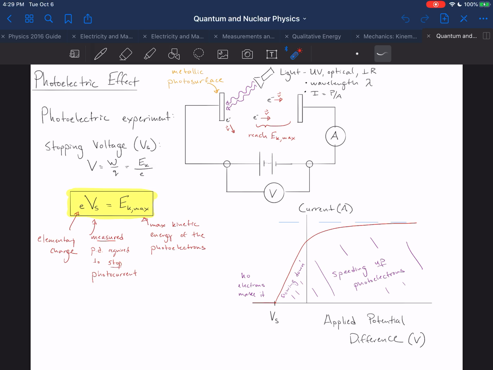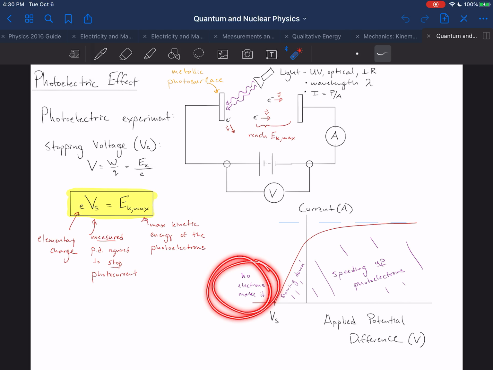Notice, though, that as I slide my applied potential difference from positive to negative, I'm going to begin slowing down the electrons in this particular region. And some of those electrons will already be going in this direction or this direction, and so they have no chance of making it to the electrode. Therefore, the photocurrent that is detected is going to decrease all the way until Vs, which is exactly the point when the electrons with the maximum kinetic energy associated with their horizontal direction of motion no longer make it to the electrode, and there is no more photocurrent.